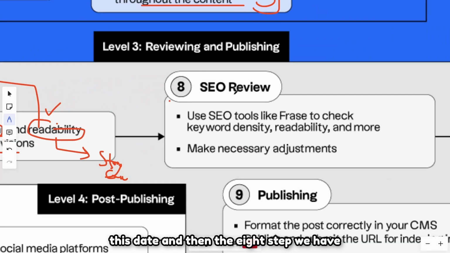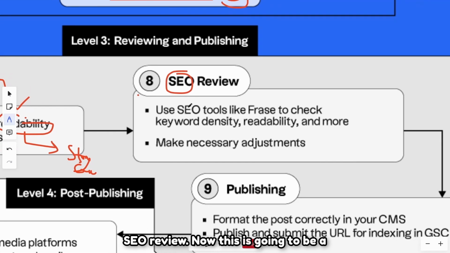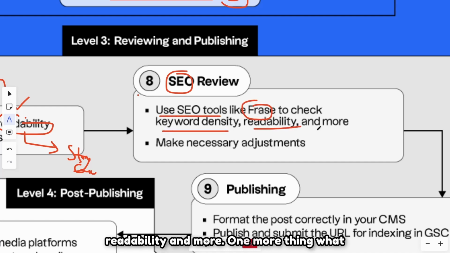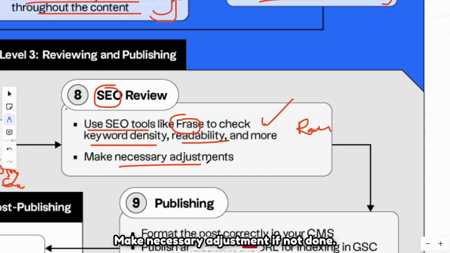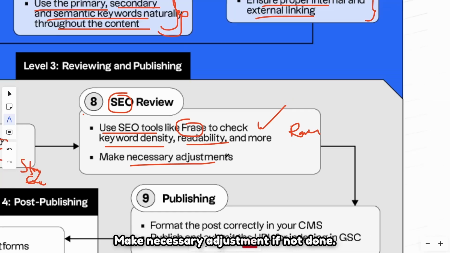And then the 8th step, we have SEO review. Now this is going to be a crucial process when it comes to publishing blog articles. Use SEO tools like Phrase to check keyword density, readability and more. One more thing you can do is take it to an AI SEO checker tool, and it's going to analyze the content. Or you can also use the Rank Math plugin and make sure all the checkpoints are done. Make necessary adjustments if not done.